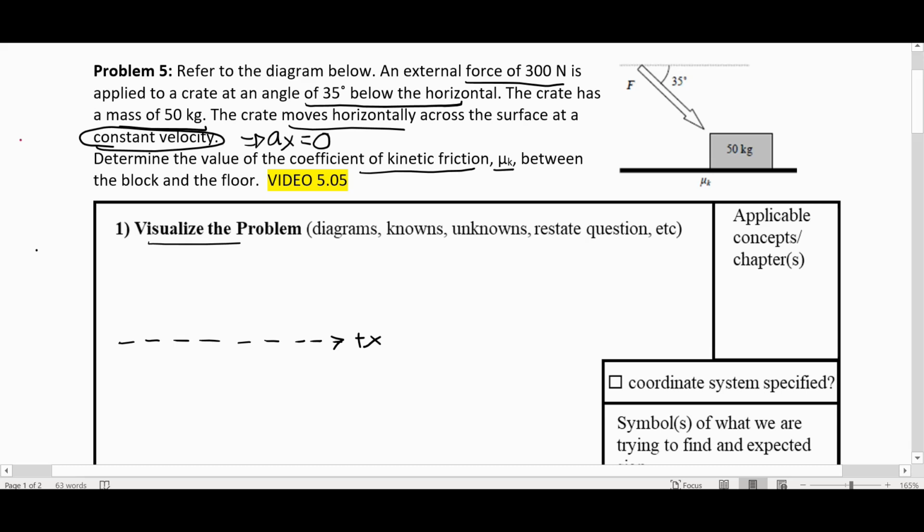I'm going to start off with a diagram. I'm going to first specify the coordinates. I'm going to choose right as positive x, up as positive y. And then let's look at the forces acting on the crate. Weight is acting directly downwards, and then we apply a force of 300 newtons at an angle of 35 degrees below the horizontal. So that is the applied force. And then the normal force: the surface is pushing the crate up, so normal force is acting up.